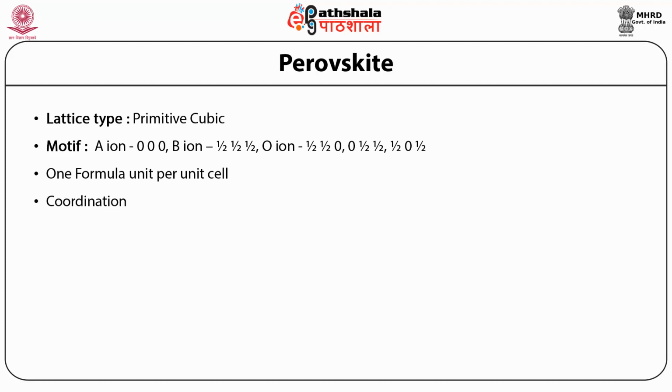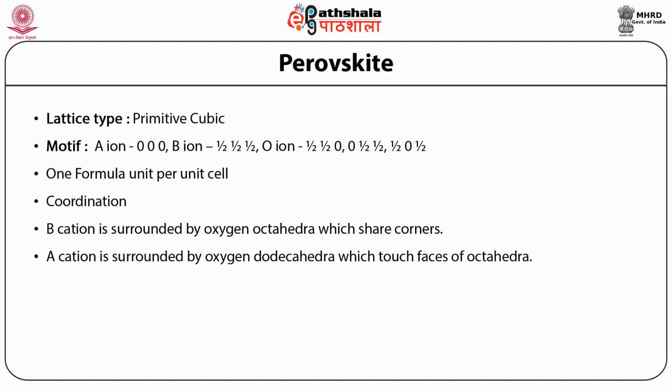So the coordination number is determined by the B cations and A cations. The B cation is surrounded by oxygen octahedra which share corners, whereas the A cation is surrounded by oxygen octahedra which touch the faces of the octahedra.